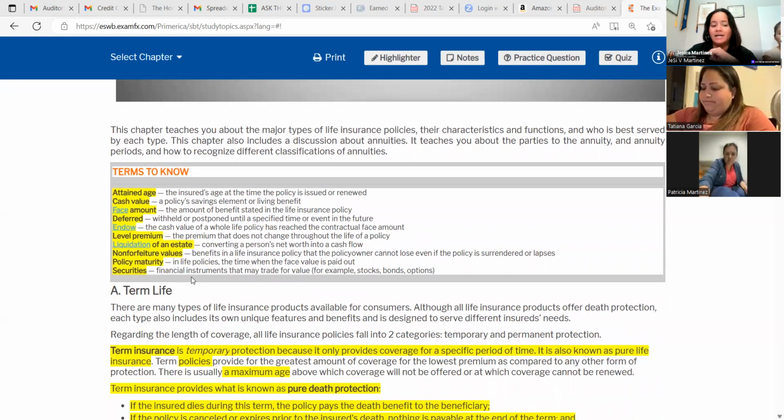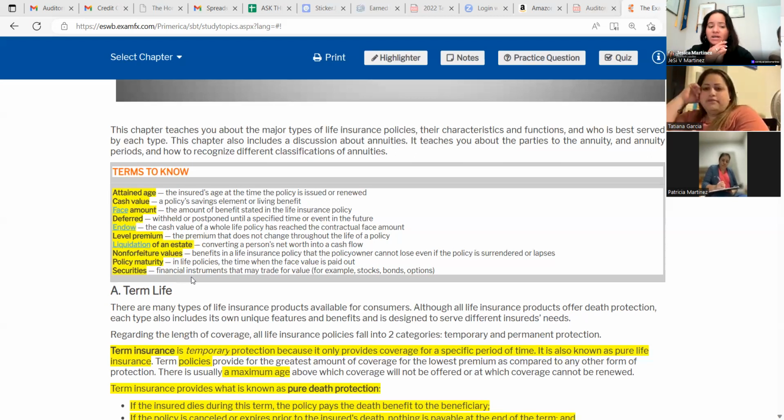For attained age, it's the insured's age at the time of the policy. If I'm applying right now, my attained age is 35. If my birthday is next week, and that's when they approve the policy, it will still be calculated at age 35, when it's issued or renewed, basically. If it's a 35-year policy, I will always be paying as when I got the policy at age 35. It's not going to change when I'm 40, 50, or 60. It's always at that attained age.